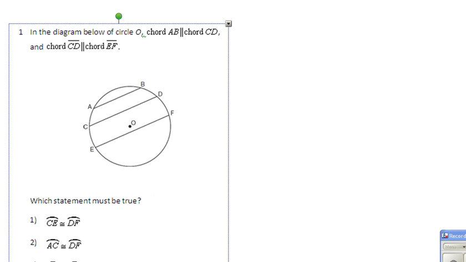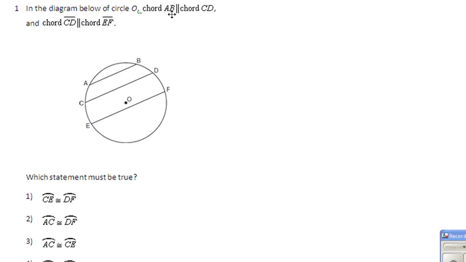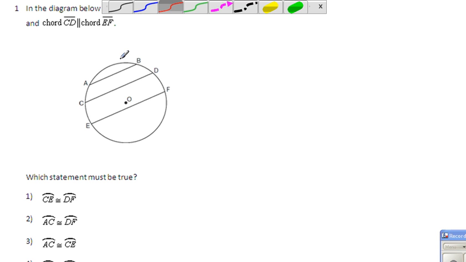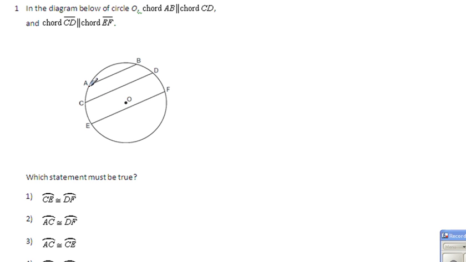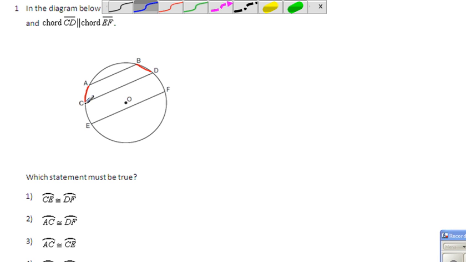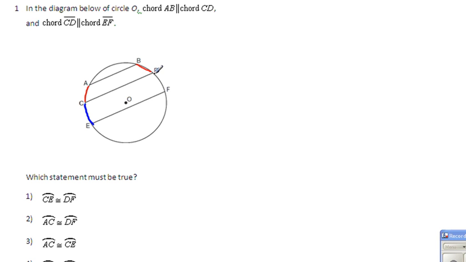Alright, let us move on to the next. Once again, as soon as we realize that those are parallel, that means we know that AC must be equal to BD, and so EC is equal to DF. Now, which statement must be true? Well, I think we just answered it. Right here, AE and then DF.